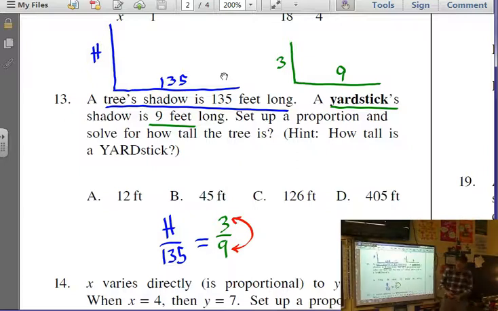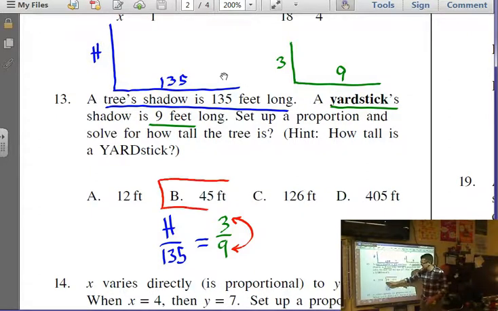So I calculate 135 divided by 3. Now I know that approximately, before I do this, 135 is close to 120. 120 divided by 3 would give me about 40. When I look at these options, only one of them makes sense. But when I do this division, it is exactly 45. So this tree must be 45 feet tall.